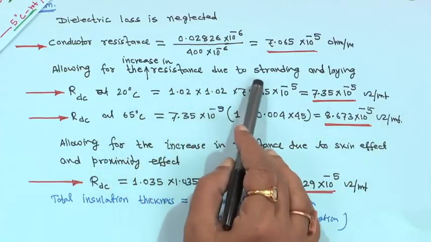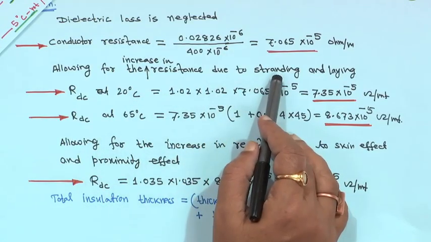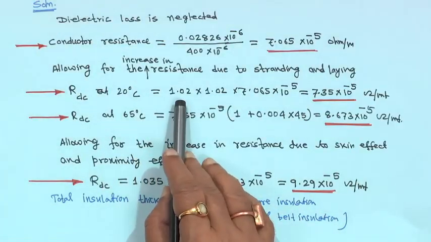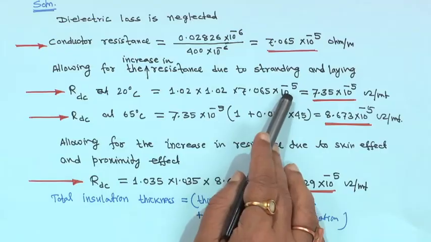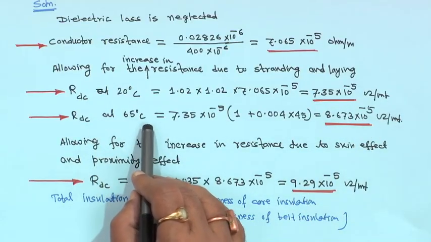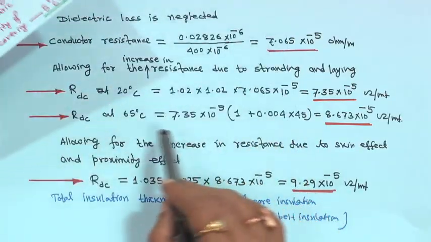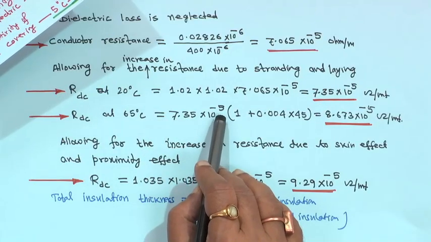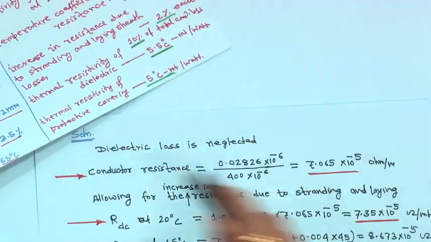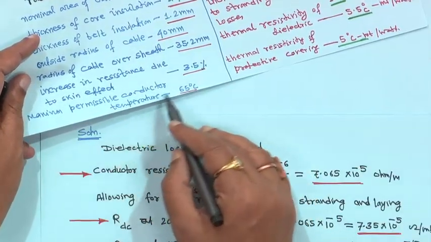Now, allowing for the increase in resistance due to stranding and laying, RDC at 20 degrees centigrade, 2% each is given for stranding and laying sheath losses. That is why it is multiplied: 1.02 into 1.02 into 7.065 into 10 to the power minus 5, it comes to about 7.35 into 10 to the power minus 5 ohm per meter. Now, RDC at 65 degrees Celsius: the temperature coefficient of resistance is given as 0.004 per degree Celsius. Therefore, RDC at 65 degrees Celsius is 7.35 into 10 to the power minus 5 times bracket 1 plus 0.004 times the temperature difference, the ambient temperature 20 degree Celsius and the maximum permissible conductor temperature 65.